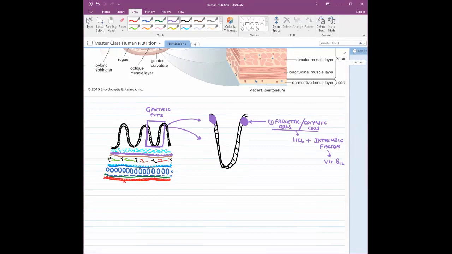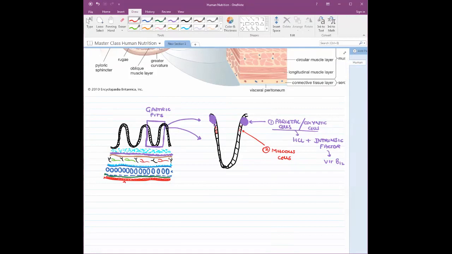Okay, fine. But now, after the parietal cells, what are the other types of cells that you're going to see? Throughout this, you're going to see that they are lined by some mucus cells, because this is going to be producing mucus. No matter what, your entire alimentary canal is lined by mucus cells. So everybody is going to produce your mucus. Always remember that.